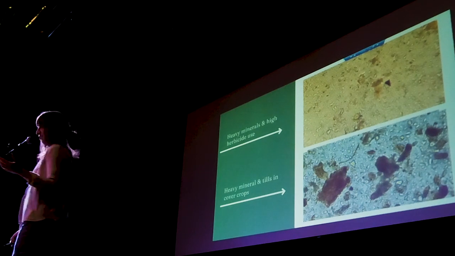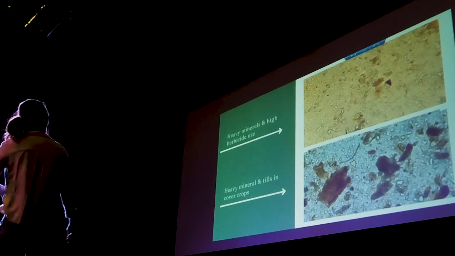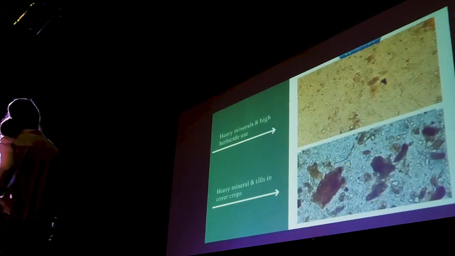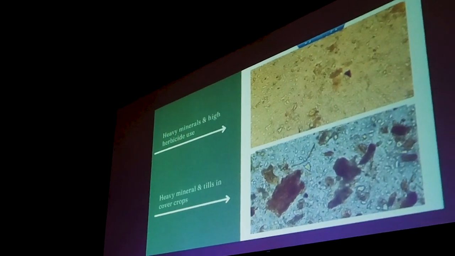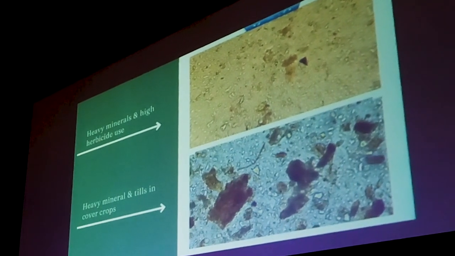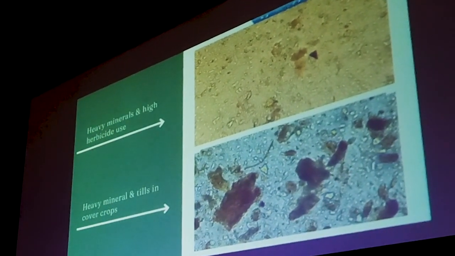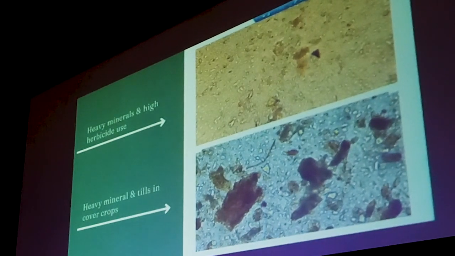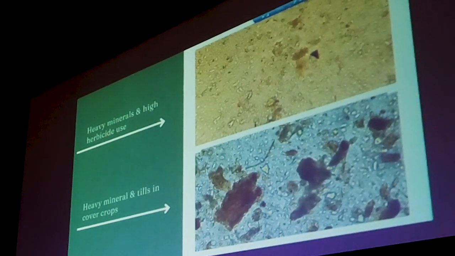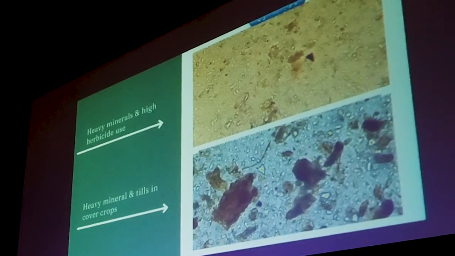All right, this is interesting too. This is on almost the same property. The top is heavy minerals. This is something we can see in the microscope. We look at a sample, we can say, wow, this is really loaded with minerals. There's not much organic material in it at all. So that top sample, they just sprayed, I think it was glyphosate, and they spray it all the time. They manage all of their plant material by just glyphosate over and over again.